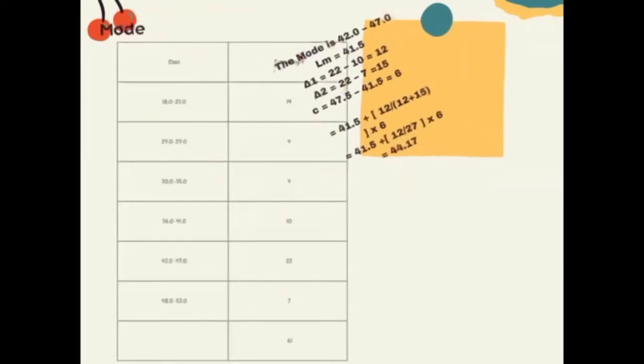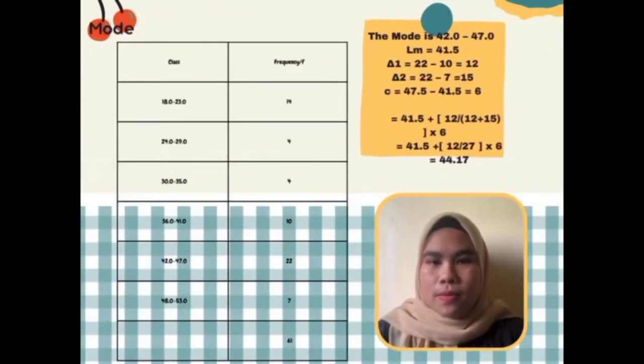The mode is the most commonly observed value in a set of data. For normal distributions, the mode is also the same value as the mean and median. In many cases, the modal value will differ from the average value in the data. The mode shown in the table is 42.0, 47.0. The answer to the solution as shown is 44.17.